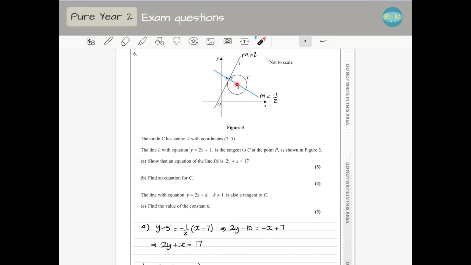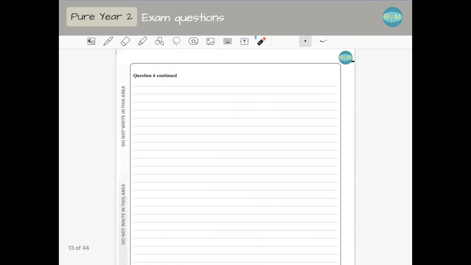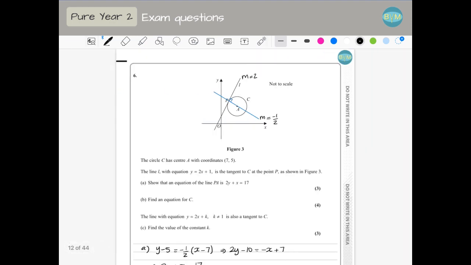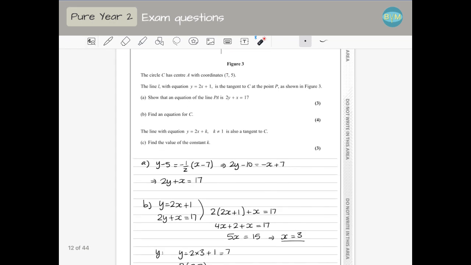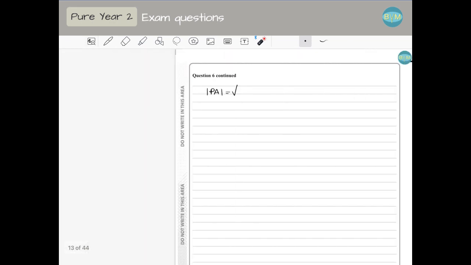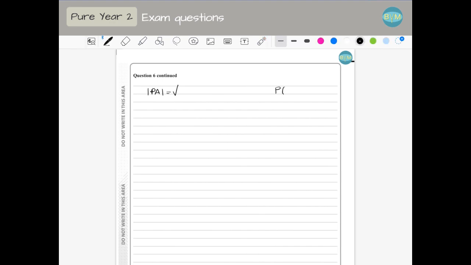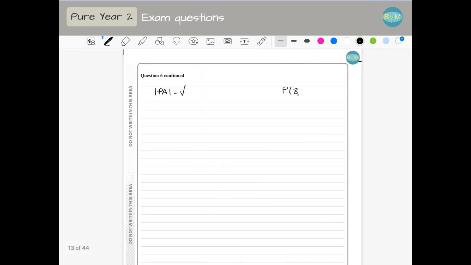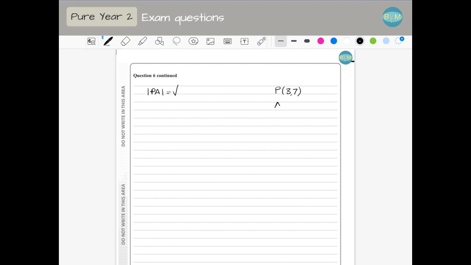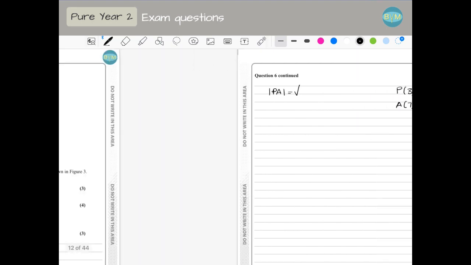So the radius is going to be the distance between them. So the magnitude of PA, or the distance between P and A, is going to be the square root of the difference in x, so 7 minus 3, squared. I'm going to remind you, what do we say? P is (3, 7), and A is (7, 5), no?